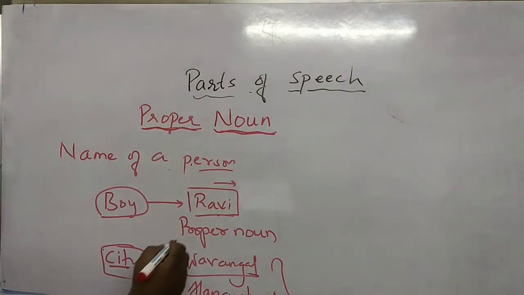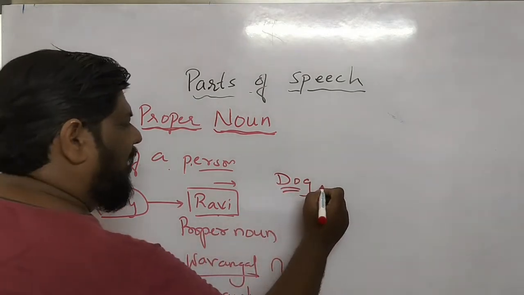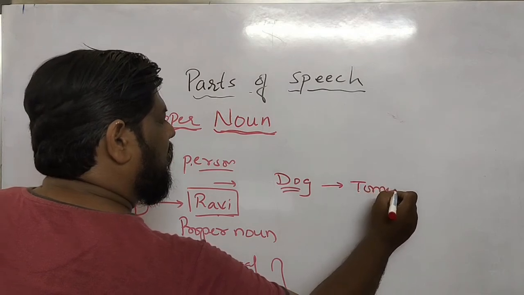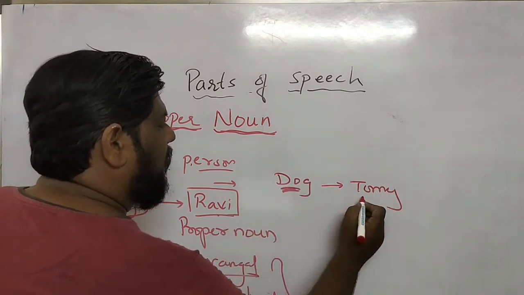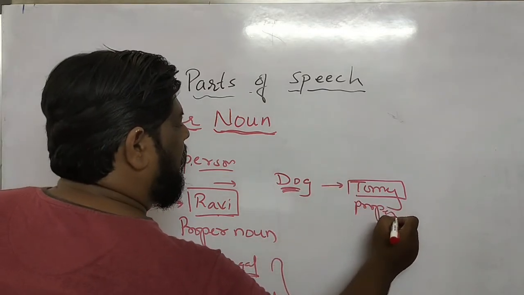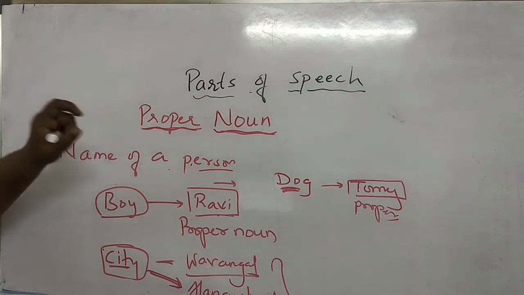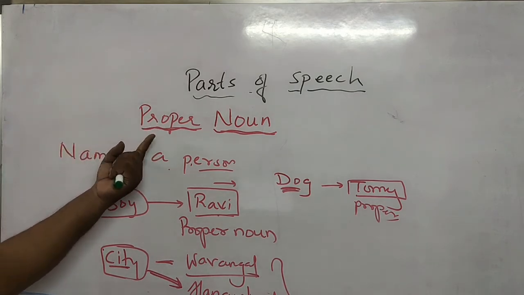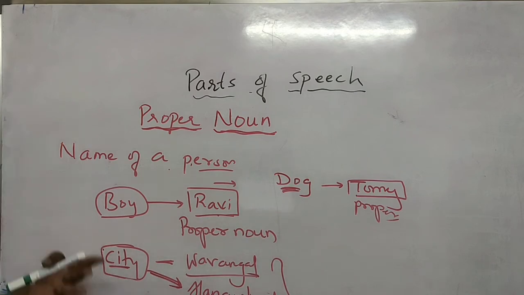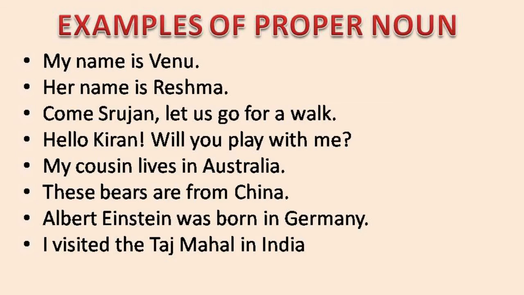Now you bought a dog, and you name this dog Tommy. Dog is not a proper noun, but the name you gave, Tommy, will be the proper noun. So if you give a name to anything, that will become a proper noun. Maybe your friend's name, your name, your parents' name, the name of your town, the country, or any special naming words you give, that will become the proper noun. We'll see some examples here on the screen.